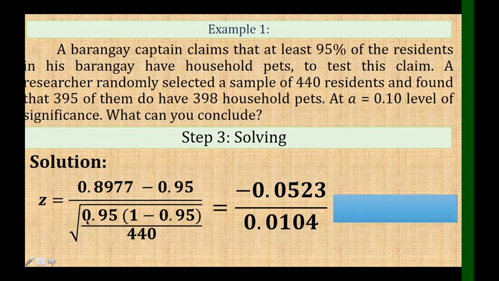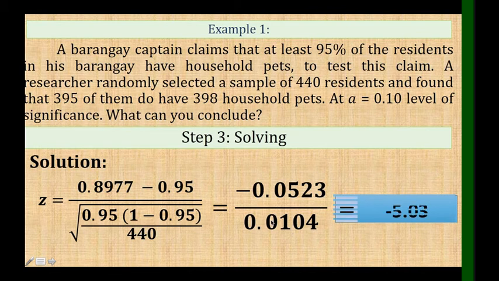I repeat, 0.95 open parenthesis, 1 minus 0.95 close parenthesis, then click equals. Then divide by 440, then click equals. On your answer, put a square root in the first portion and then click equals and you will get 0.0104.